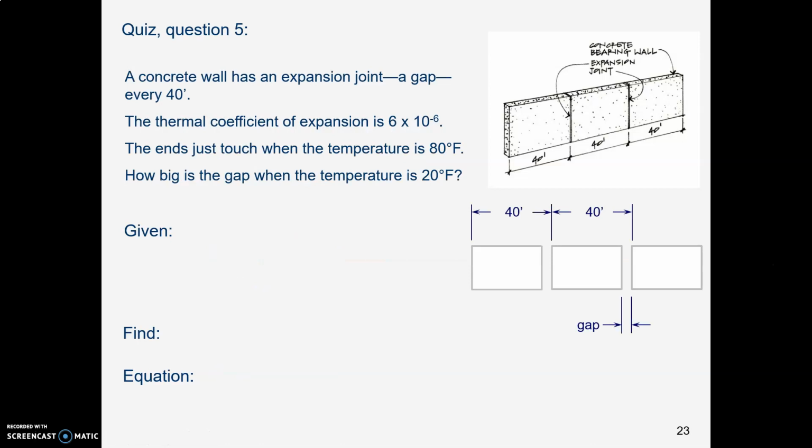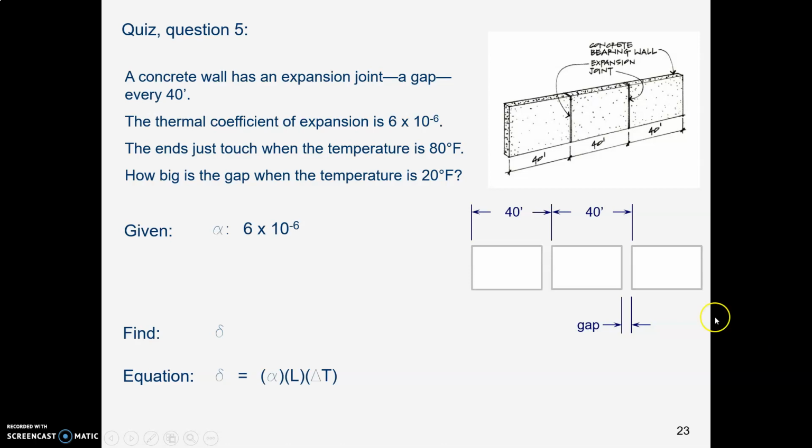Going on to the next question, same wall, same 40-foot sections, and same concrete. Now the question says, when the temperature is 80 degrees Fahrenheit outside, the ends of the wall just touch. The question is, how big will the gap between them be when the temperature is 20 degrees Fahrenheit? So what are we looking for? We're still looking for deformation, change in length. There's our good old equation.